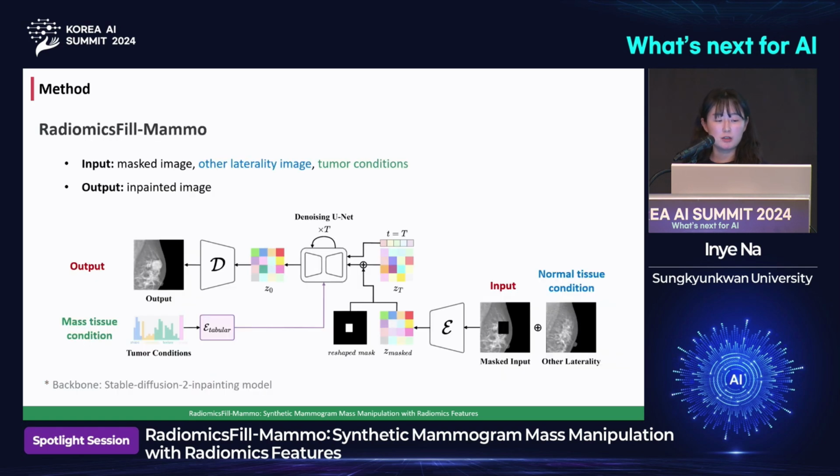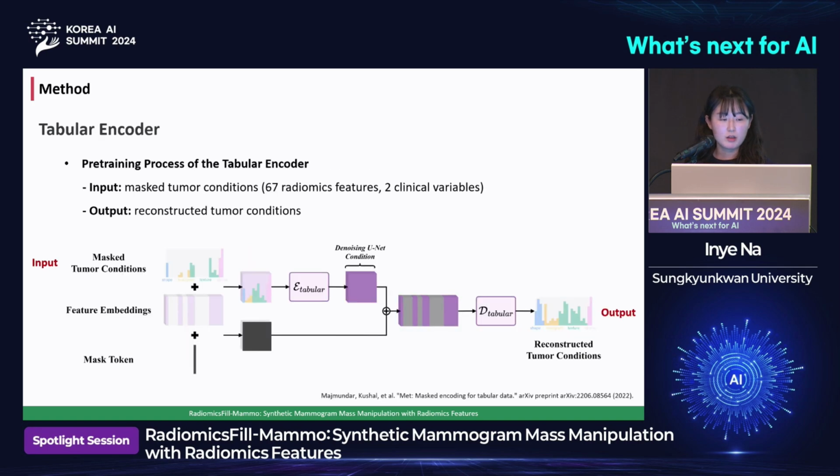Radiomics film mammo takes a masked image and tumor conditions as inputs and generates an inpainted image. To reflect the overlap of normal and abnormal tissues in two-dimensional mammograms, we used the other side breast image for normal tissue conditions and radiomics features with clinical variables for mass tissue conditions. We modified the stable diffusion inpainting model as our backbone generator. Instead of using the text encoder in stable diffusion, we developed a custom tabular encoder for radiomics features.